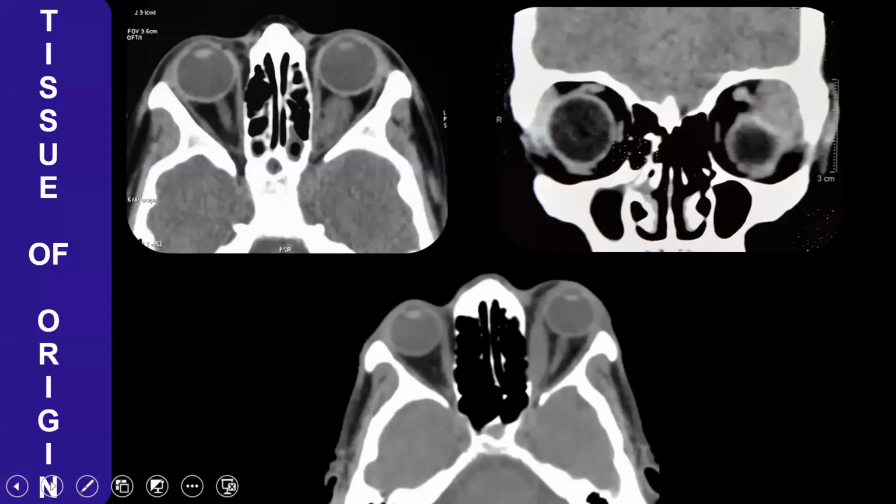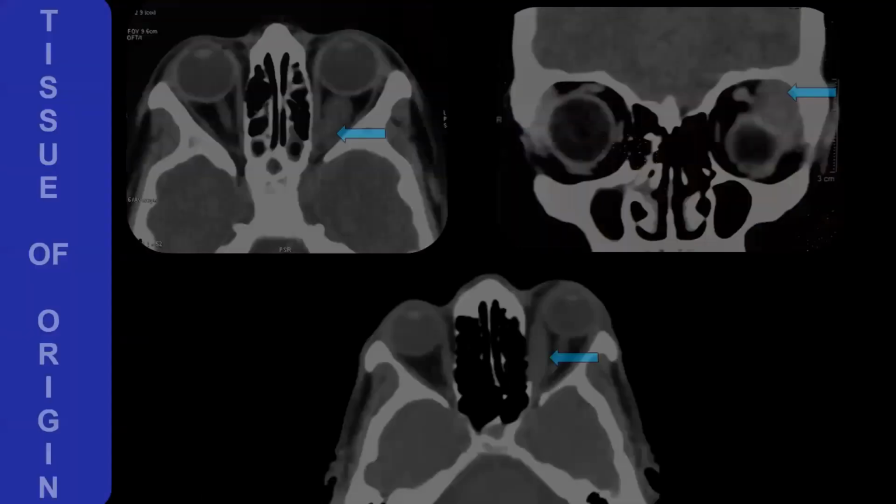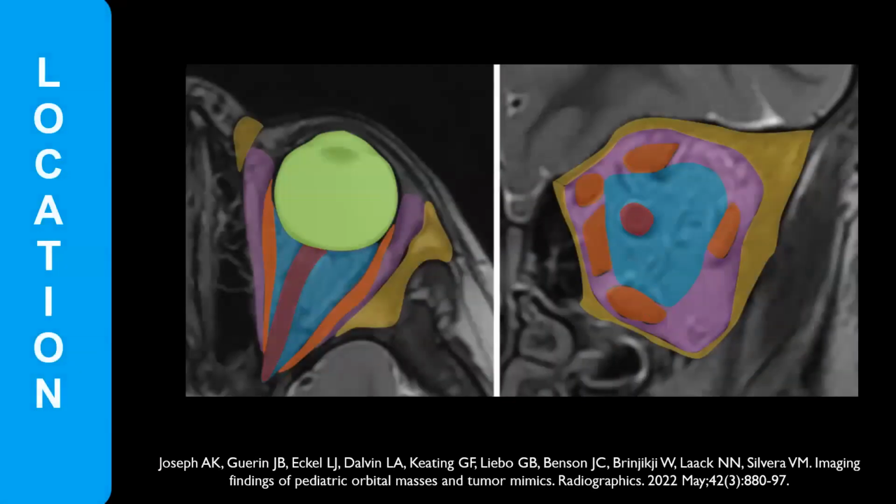Let's start. First, we should know the tissue of origin, if it is arising from normal structures such as optic nerve, lacrimal gland, or extraocular muscle. Next is to know the location.